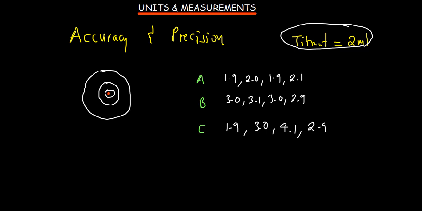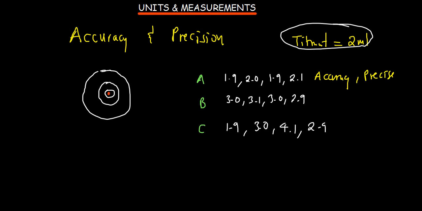Because these values are close to the actual value, it means that this person is accurate. And because these values are close to each other, not to the true value but in comparison to themselves, that is precision. Precision is how close repeated measurements are to themselves. 1.9, 2.0, 1.9, 2.1, they are very close to each other. So this person is both accurate and precise.